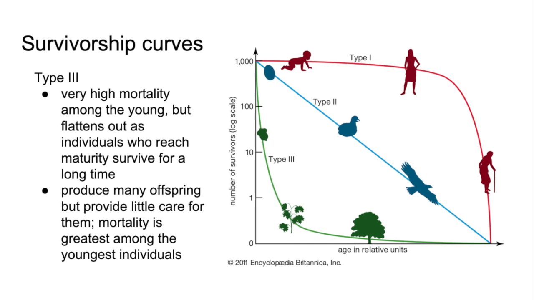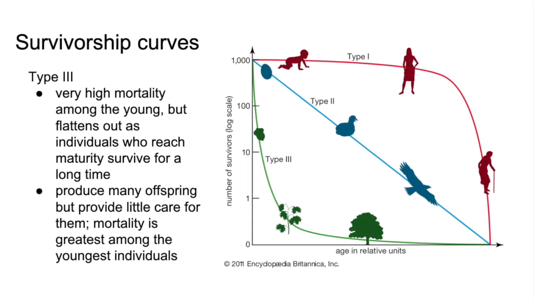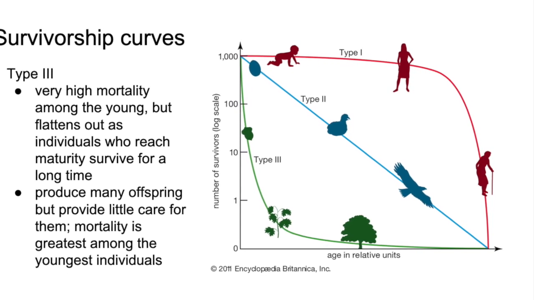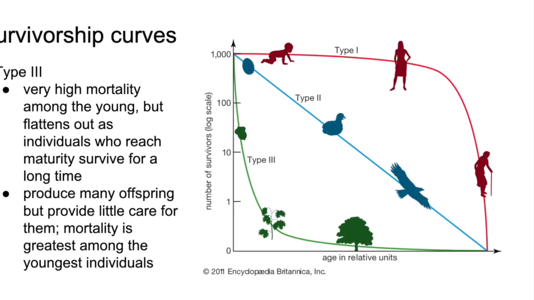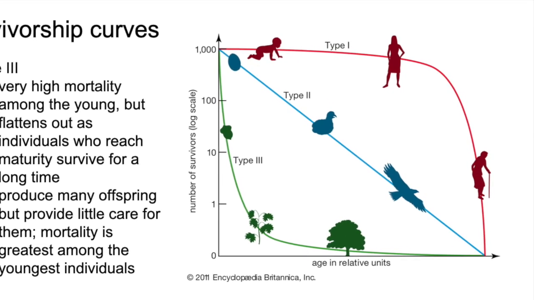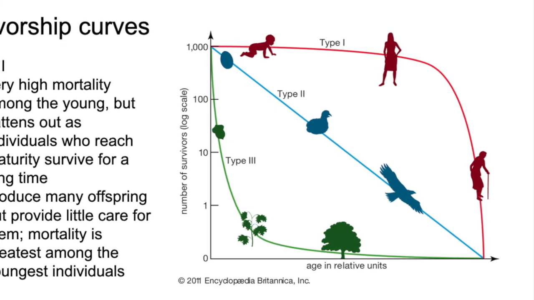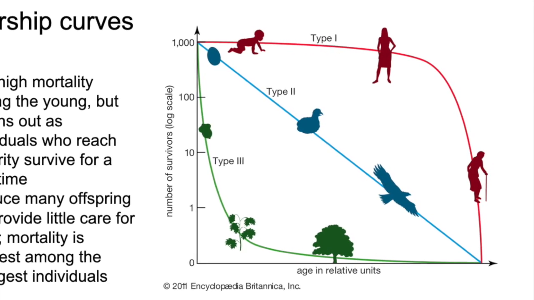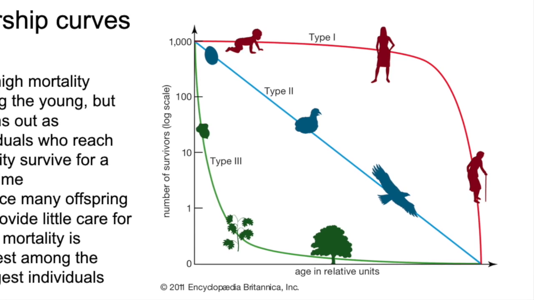Finally, type 3 organisms are those that experience very high mortality when they are young. Their curve flattens out as individuals who reach maturity tend to survive for a long time. These organisms produce many offspring but provide little care for them, and that is the primary reason why mortality is very, very high at very early developmental stages.